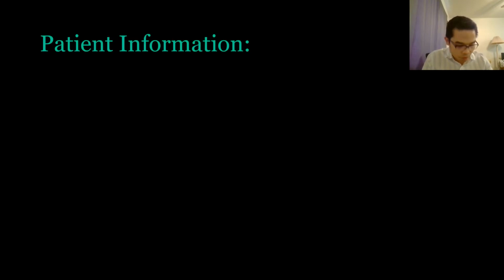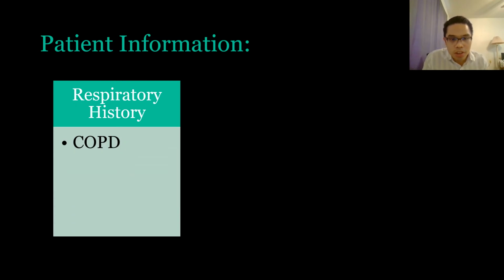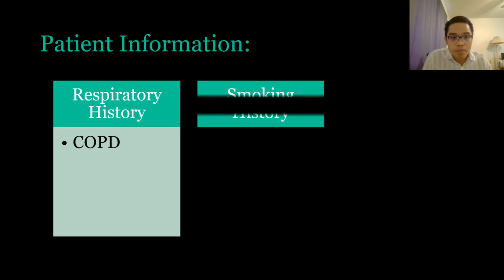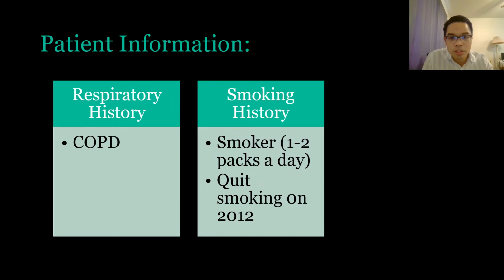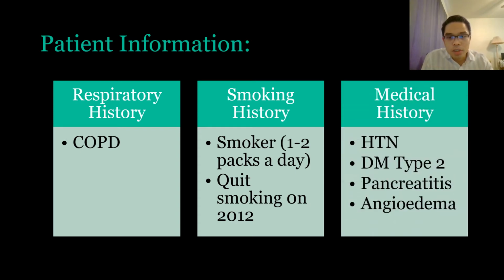This patient has a respiratory history of COPD, which was previously diagnosed as severe. He has a smoking history as a previous smoker of 1 to 2 packs per day, and officially quit smoking in 2012. He also has a medical history of hypertension, diabetes, and pancreatitis.